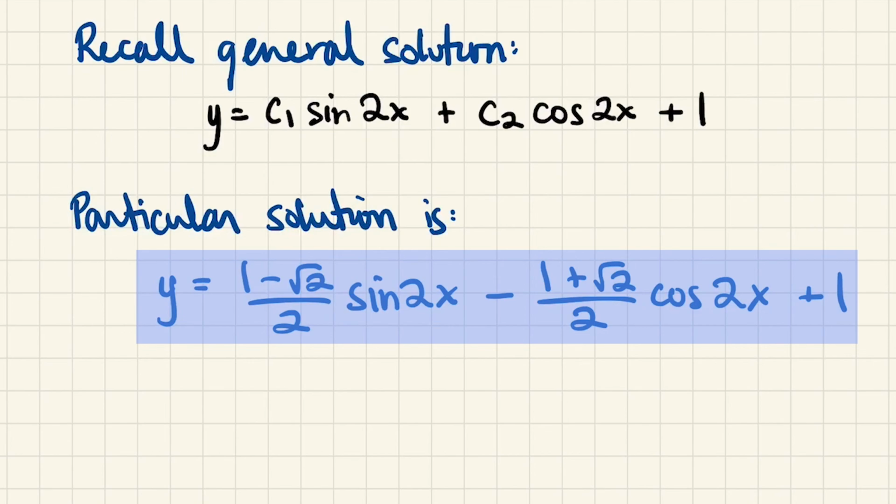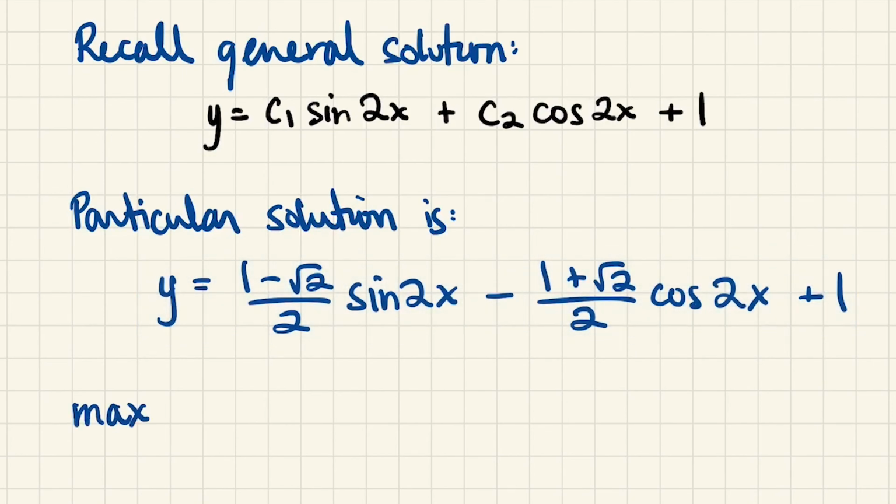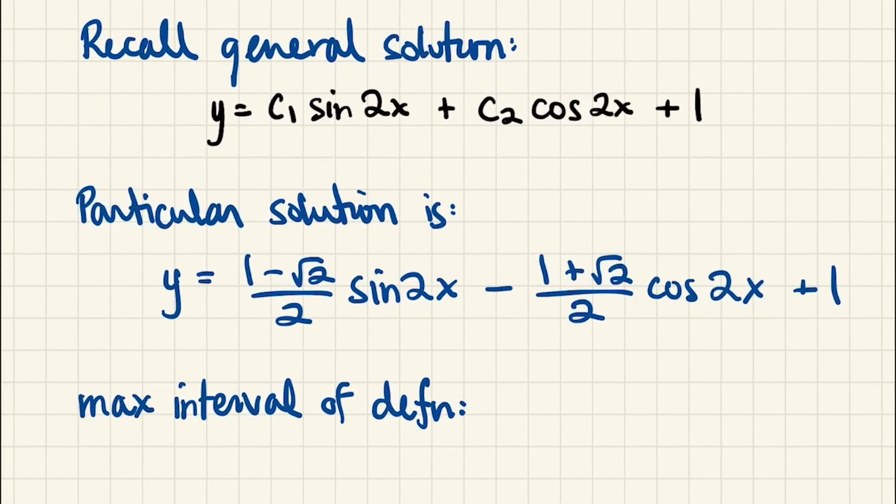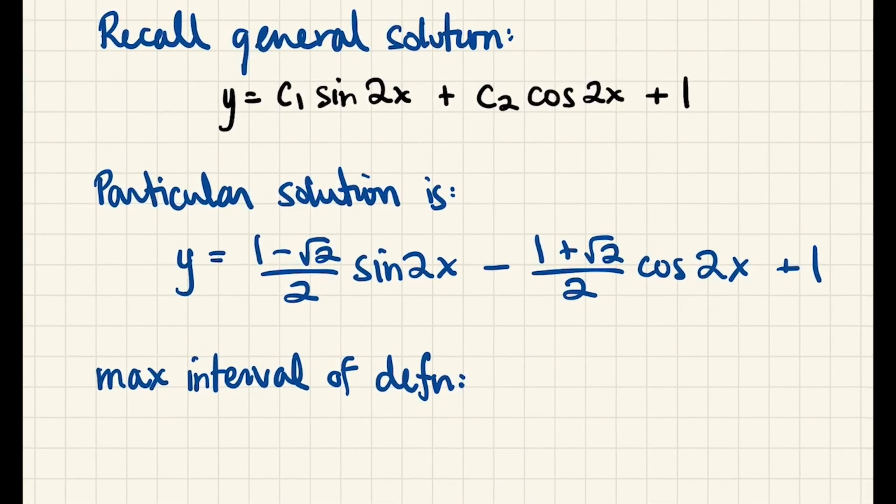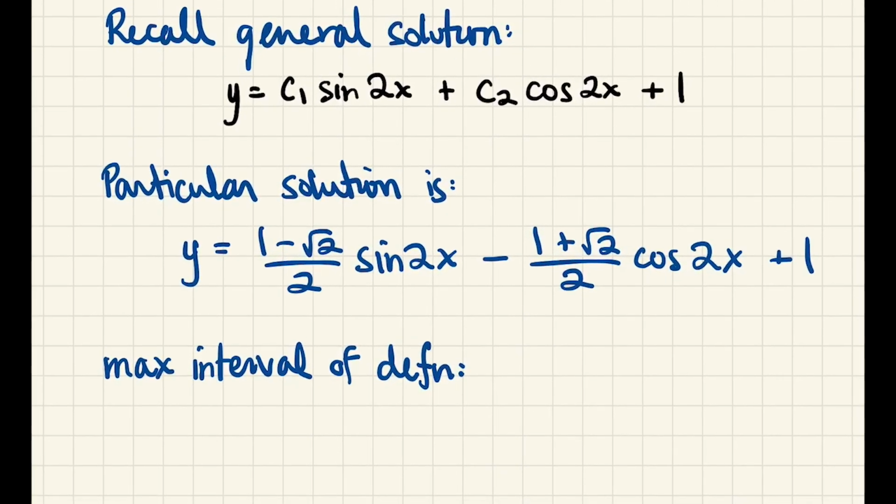Now, what about its interval of definition? Well, sine and cosine have domains of all real numbers. They're differentiable everywhere. So as odd as this particular solution is, it does have a max interval of definition of all real numbers.